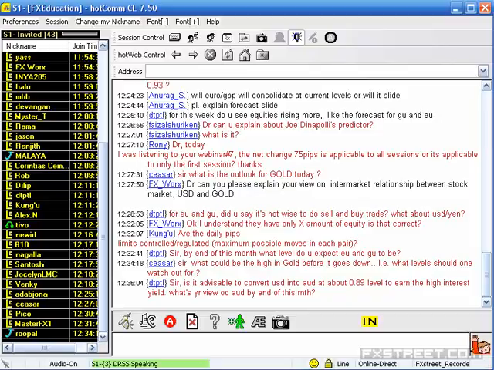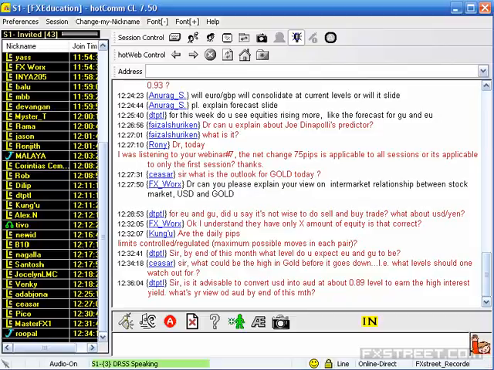By end of the month, what level do you expect for Euro and GBP? I explained that Euro and GBP could gain back the last level. Euro dropped from 1.33, and GBP dropped from 1.60. So they could gain back those levels.